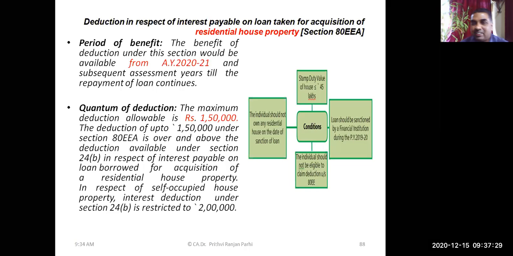For assessment year 2021, that means the current assessment year we are talking about, but here conditions are slightly changed. If the loan is sanctioned during previous year 1920, that means last year only it has been sanctioned, so this is your assessment year, you have to file the return. In that case, the individual should not be eligible to claim deduction under 80EE. That means the previous deduction must not have happened.